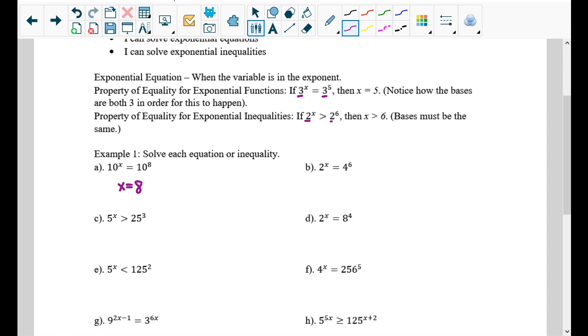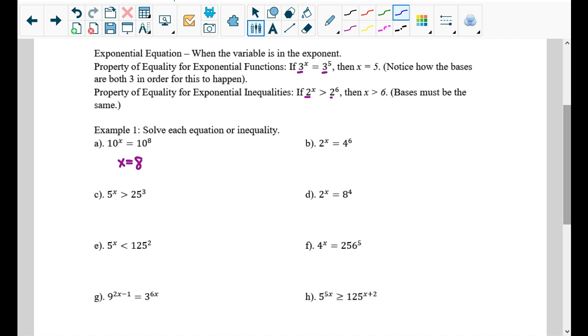Now, a lot of these are not going to have the same bases. So how can I do this? How can I get the same base? Well, 4 is 2 squared. So 4 is 2 squared, to the 6th power. Now, exponent properties say power to a power, I take and multiply these exponents together. So this is really 2 to the 12th power. So x, in this case, equals 12. So get the same bases, and then you can solve it fairly easily.